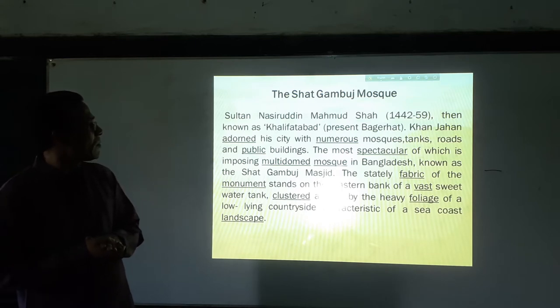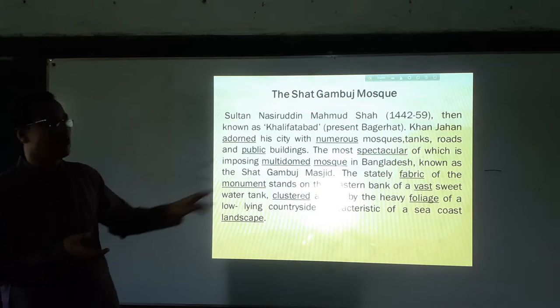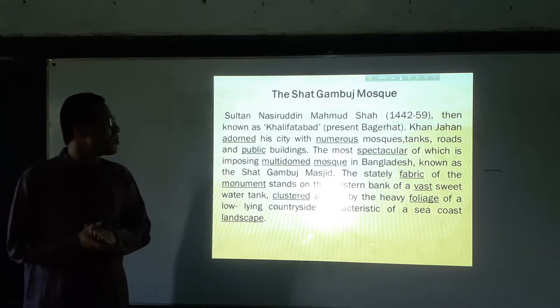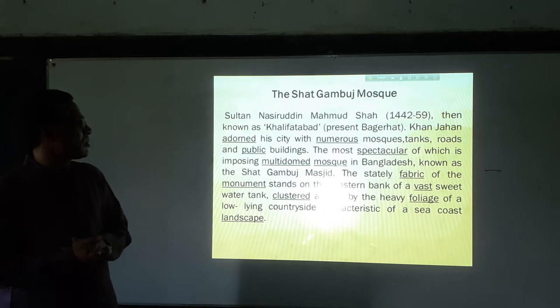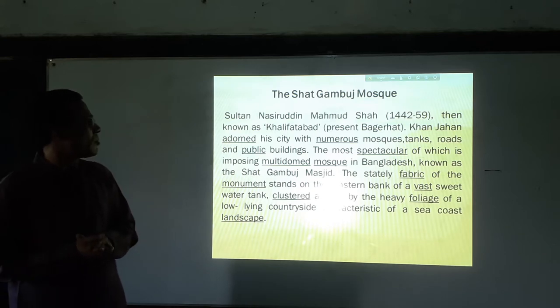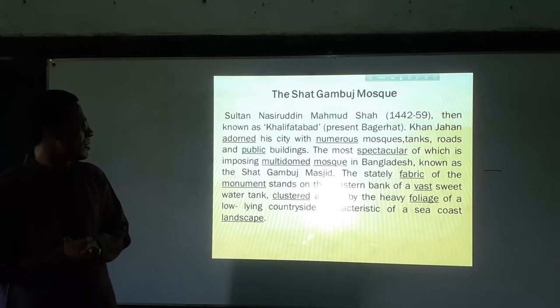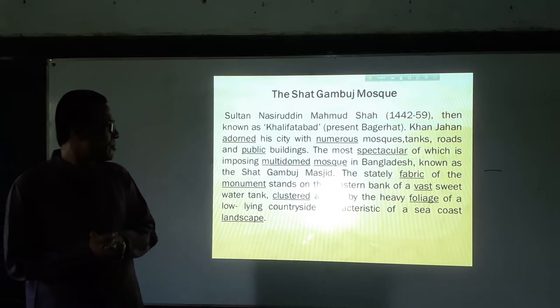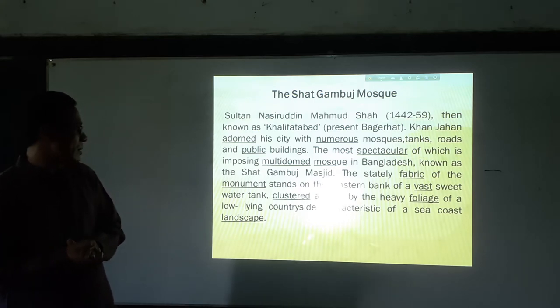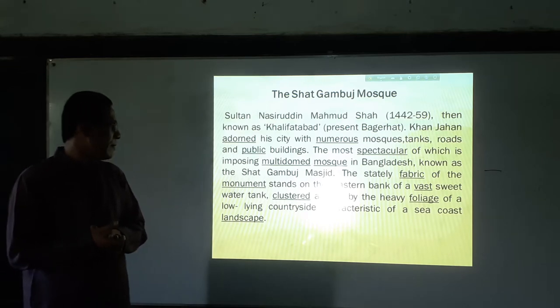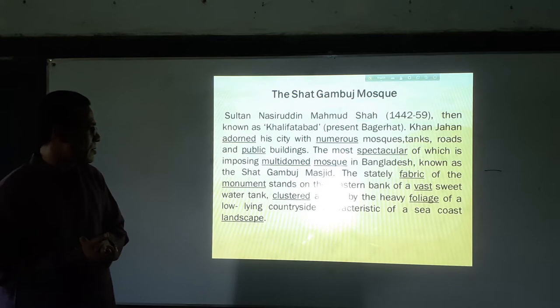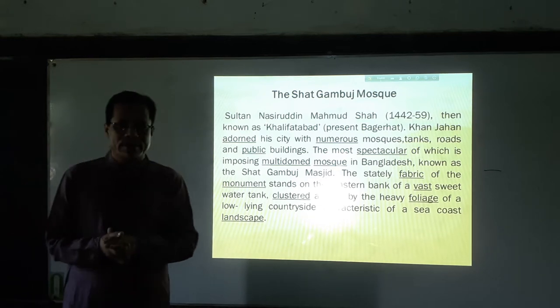Khan Jahan Ali adorned his city with numerous mosques, banks, roads, and public buildings, the most spectacular of which is the imposing multi-dome mosque in Bangladesh, known as the Shait Gumbus Mosque. The stately fabric of the monument stands on the eastern bank of a vast sweet water tank, clustered around by the heavy foliage of a low-lying countryside, characteristic of a sea coast landscape.